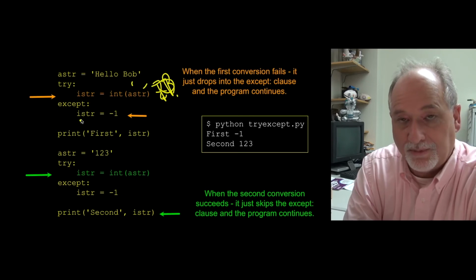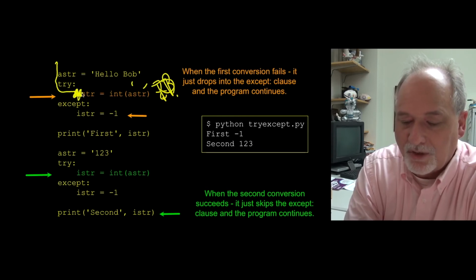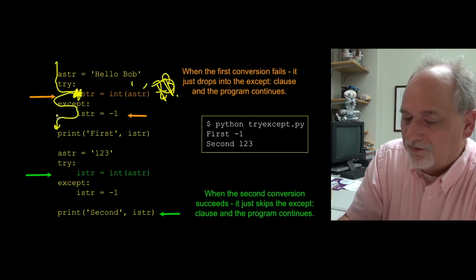If it works, the except is ignored. If this blows up, it runs the except. So in this code, it's going to come in and try this. This is going to blow up, but instead of giving a traceback, it's going to say, "Oh, I've got an available except. I'm going to run this except code, and then I'm going to continue on." And so that prints out first -1.